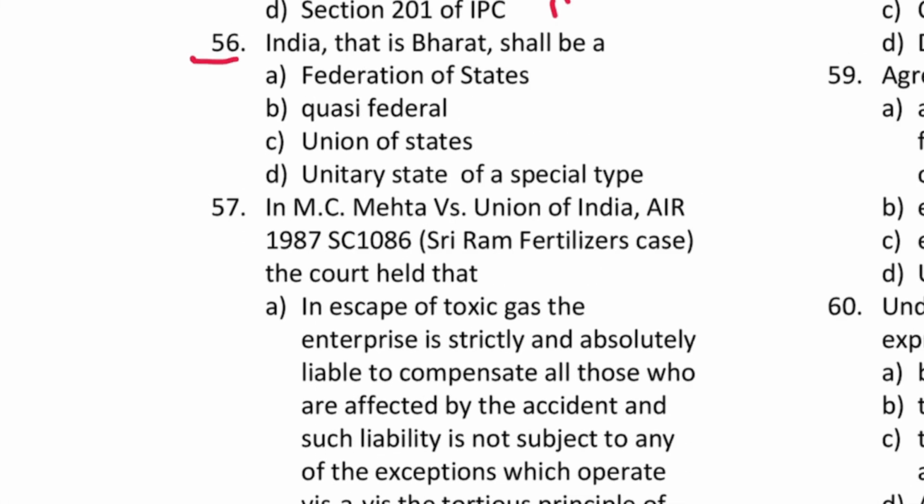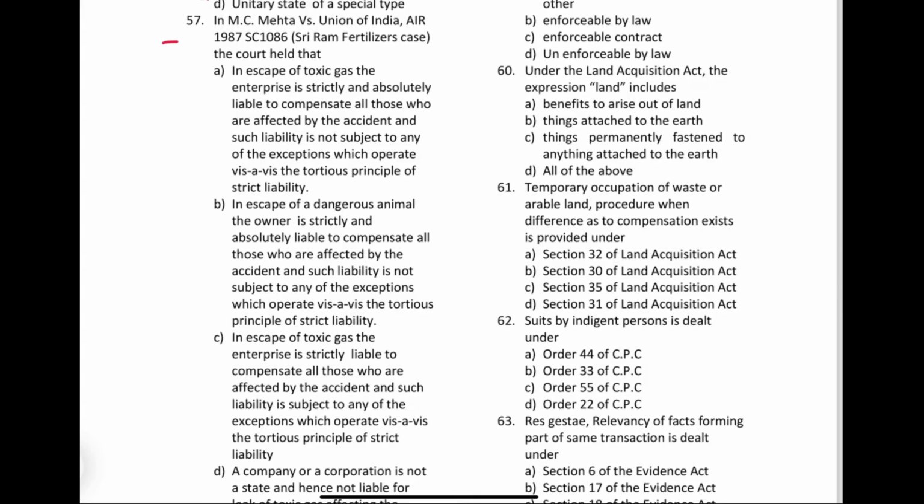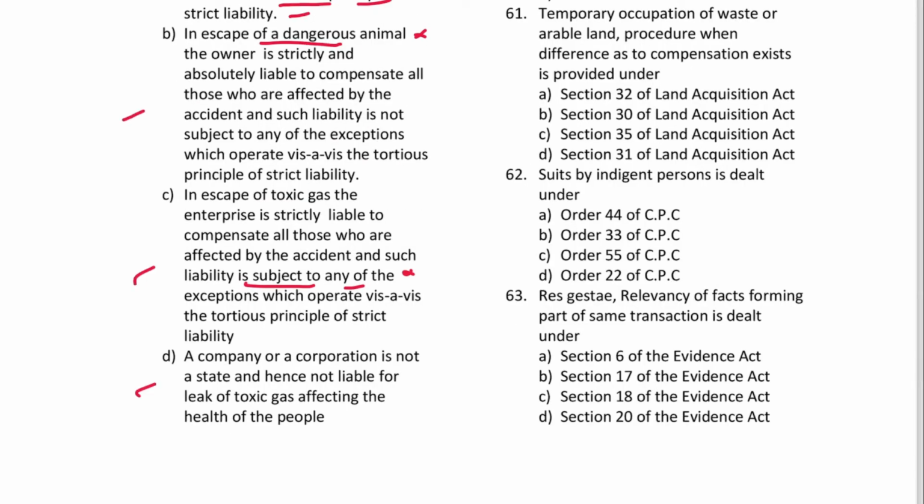Next 56. India, that is Bharat, shall be a union of states. C is the answer. कहाँ provide किया गया? Article 1 in the Constitution. Next 57. In MC Mehta versus Union of India, Shriram Fertilizers case, the court held that in escape of toxic gas, the enterprise is strictly and absolutely liable to compensate all those who are affected by the accident, and such liability is not subject to any of the exceptions which operate vis-a-vis the tortious principle of strict liability. This is totally correct. And it's mentioned escape of dangerous animal, no. Toxic gas, strict tortious liability. And C में mention कर रही subject to any of the exceptions, no. A is the answer. आप ये देख सकते हैं options. Company, corporation is not a state, no.